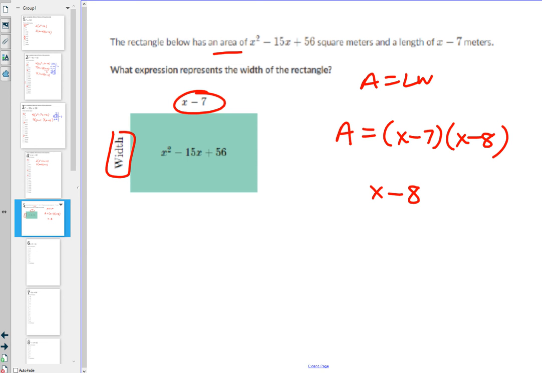Read here. I tried to program it to accept variations of it, like if you put the parentheses or if they use spaces, but it's hard to account for every possible variation that somebody might type in. So if you want to get this right, the only way I can guarantee you get it right is if you type x minus 8. That's it.